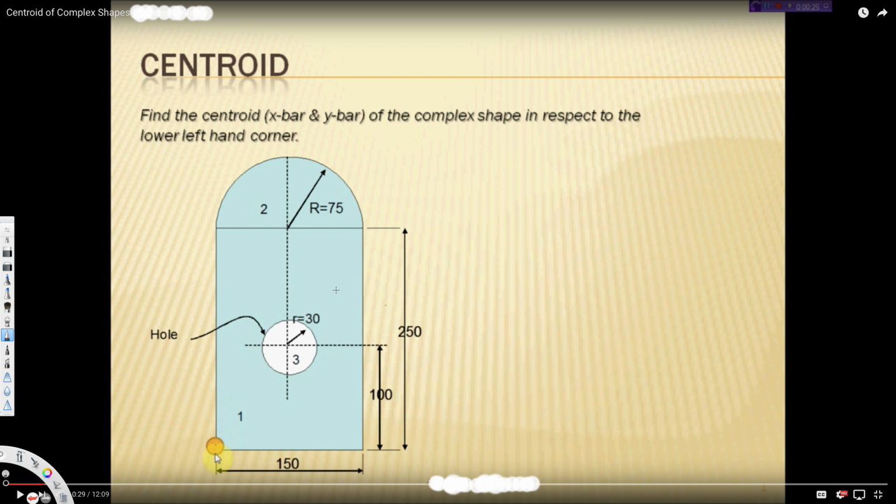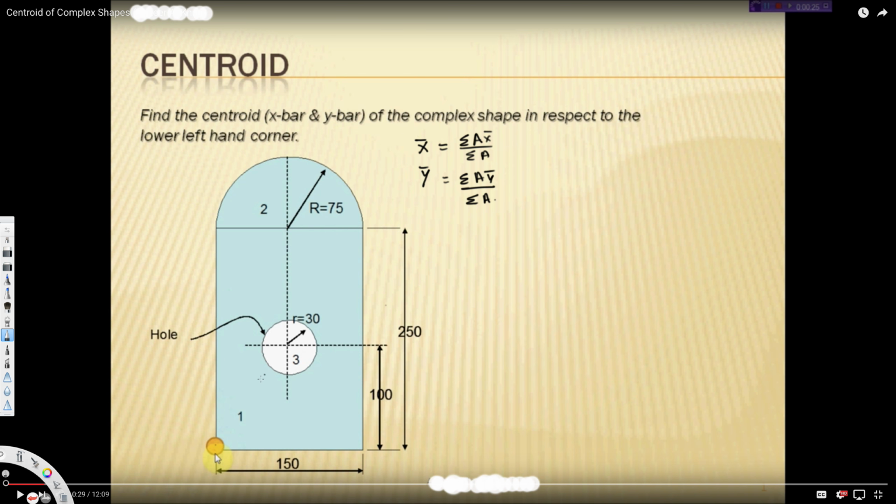So in the centroid, we have to basically calculate two things: the x bar and the y bar. That's going to give us the location of the centroid. To find the x bar, there's an equation. For complex objects, it's sigma A x bar over sigma A, and to find the y bar, it's sigma A y bar over sigma A. So this is the equation we have to remember.